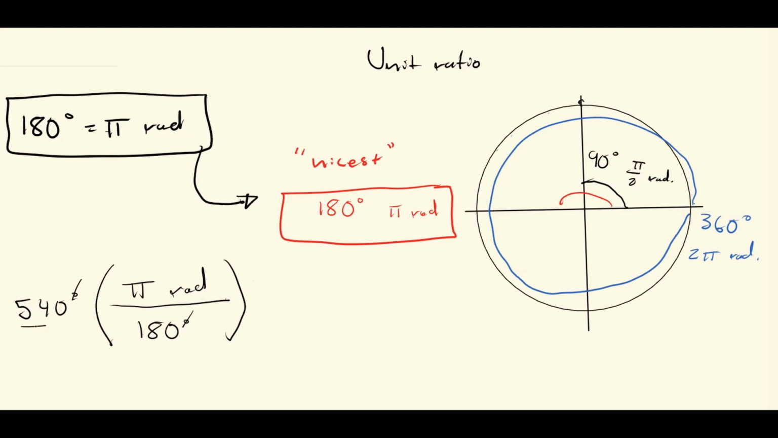So if you imagine this as a fraction over 1, we have a unit on the top in the numerator, and then we have the same unit on the bottom in the denominator. They cancel out, and we're left with radians. So that's why we put 180 degrees on the bottom instead of the top. If we multiply across, we get 540 pi divided by 180, which simplifies to, let's see, 540 divided by 180 is 3, so 3 pi radians.